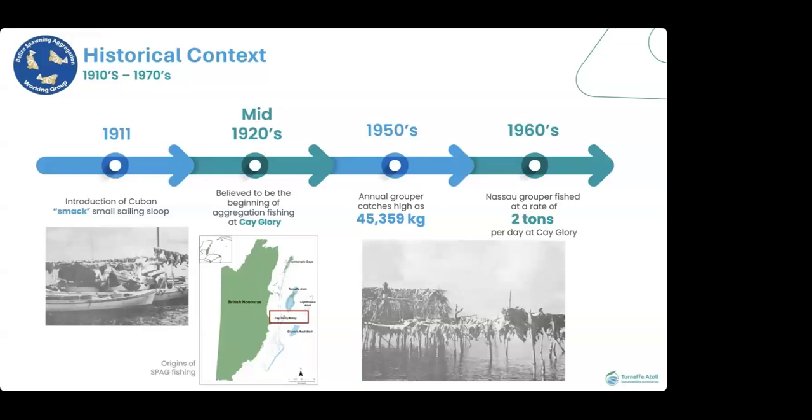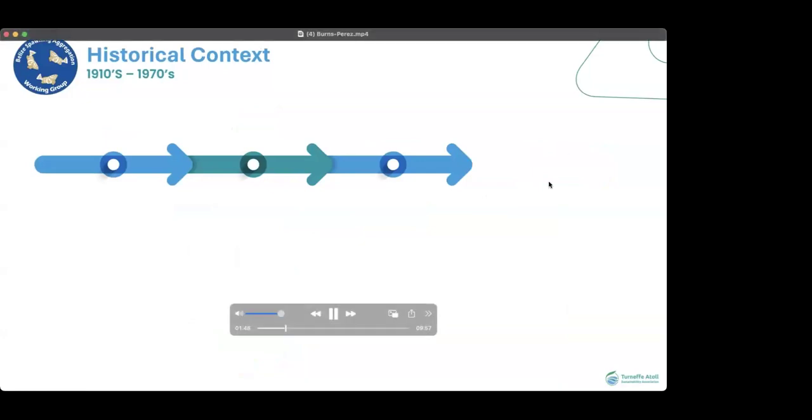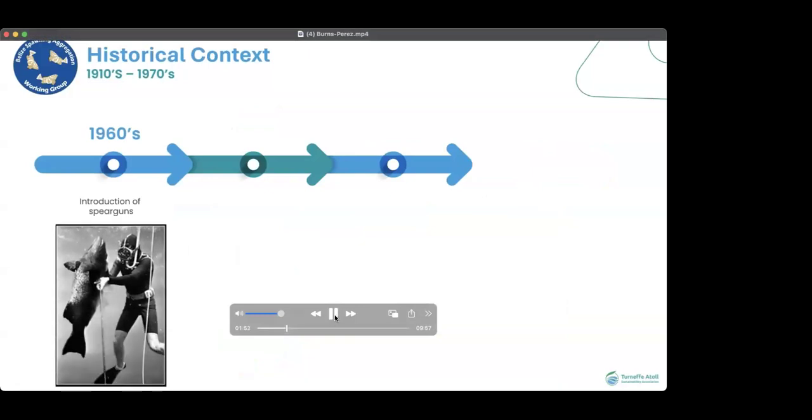By the 1960s, spear guns were in... grouper population... reef fish population.